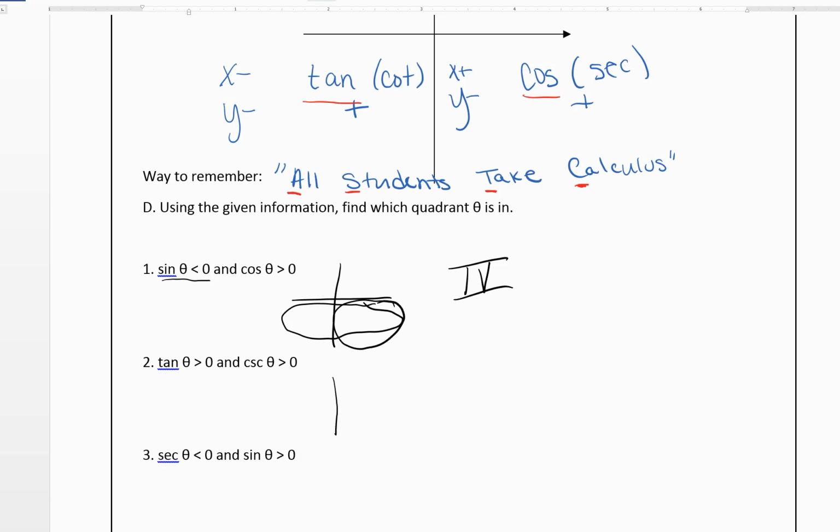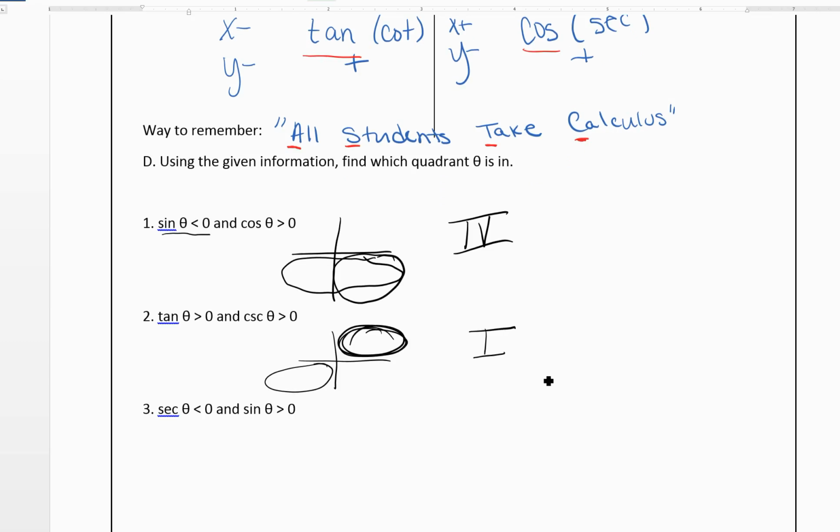Okay, here we want to know where tangent is positive and cosecant is positive. Well, tangent is positive in the third and the first, and cosecant is positive in the first and the second, so the only one where they would both overlap would be quadrant 1. Then we want to know where secant is negative but sine is positive. So secant is negative in these two quadrants, and sine is positive in these two quadrants, so we want where they overlap. So that would be quadrant 2.